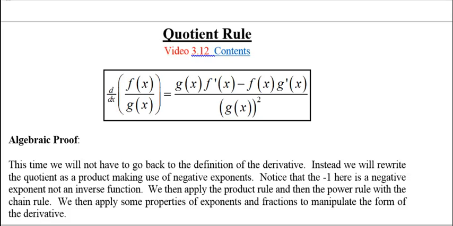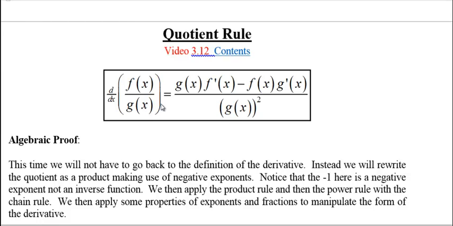This is Jack Jackson. In this video we're going to be looking at the quotient rule. So we want to take the derivative of a quotient. A quotient, of course, is the answer to a division problem. So here we have one function f of x for the numerator, another one for the denominator, g of x. We want to find the derivative of that.